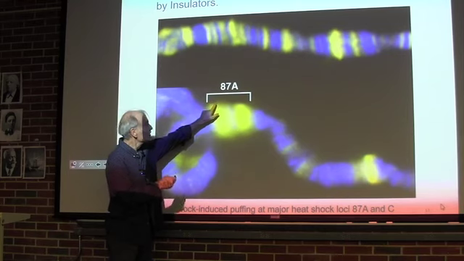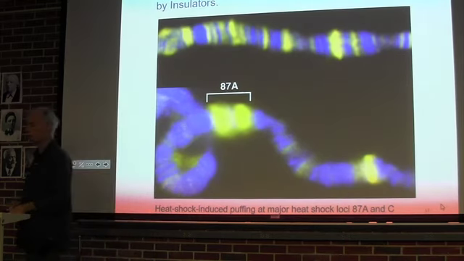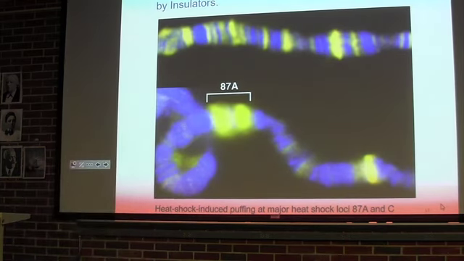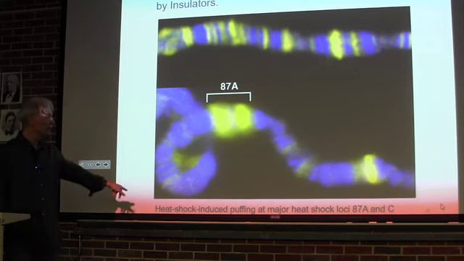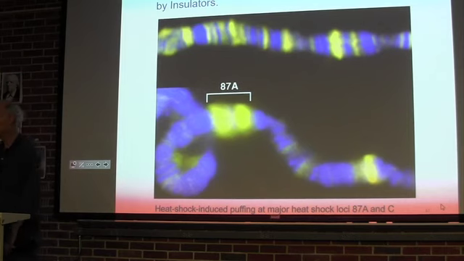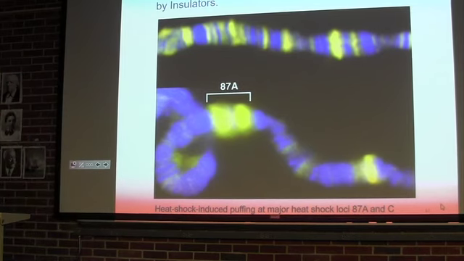This is one of the more prominent puffs that appears, and this occurs if you increase the temperature by 10 degrees centigrade very rapidly. You induce the heat shock response, you get these puffs, and this is where they were first discovered by an Italian researcher. These puffs are flanked by insulators, we now know.